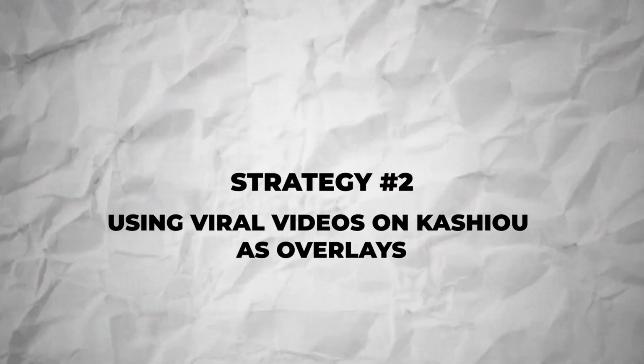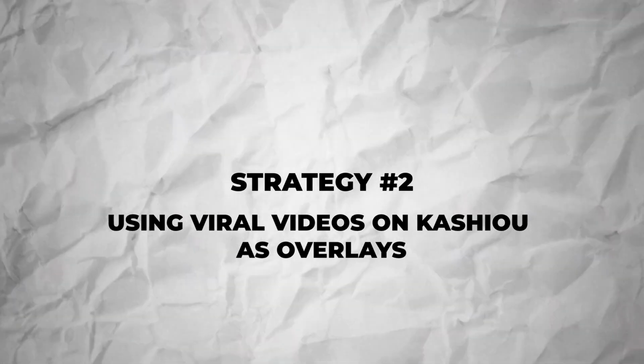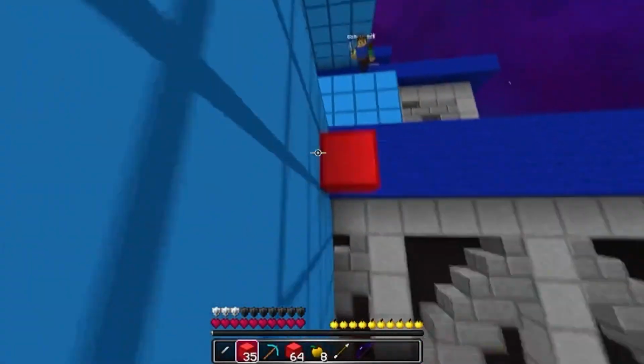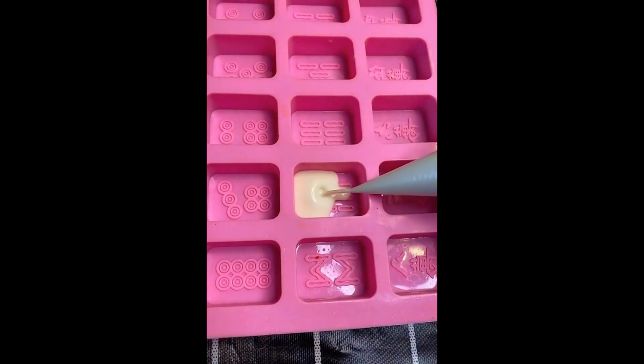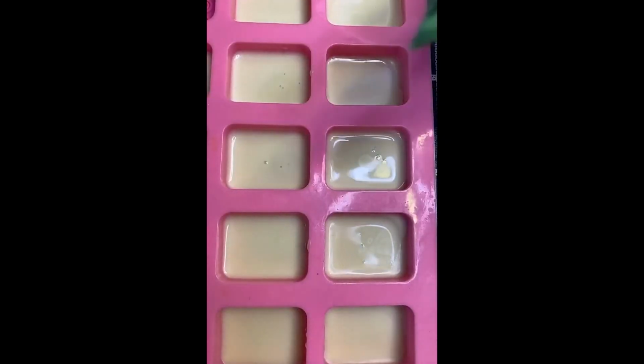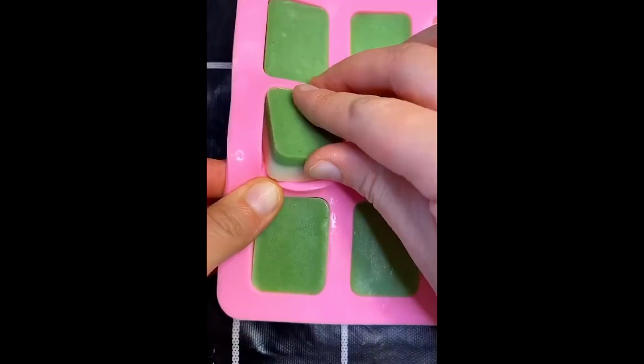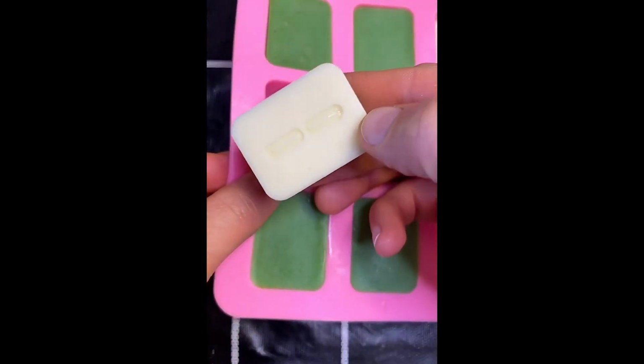And now we have bonus strategy number 2, and that is using these viral videos on Kaisho as overlays. Basically, whenever you post videos on TikTok, say for example, Reddit stories with Minecraft in the background, those videos tend to get detected in the algorithm as unoriginal. So instead, you could go on Kaisho, find satisfying cooking clips, for example, and compile those into a folder to use for your videos. And this makes it way less likely for you to get flagged as unoriginal.